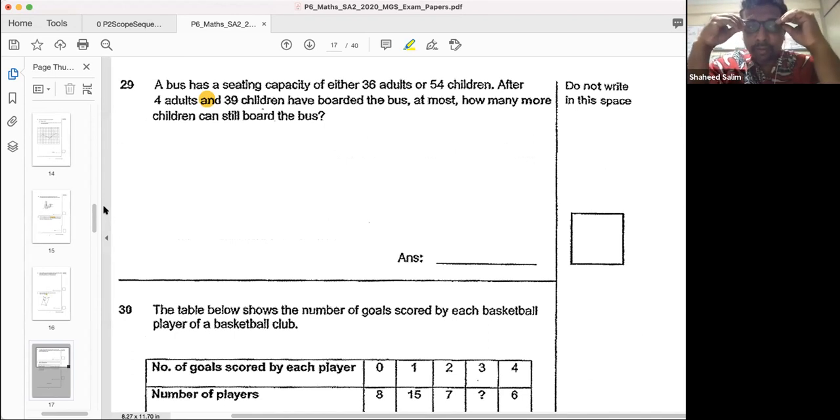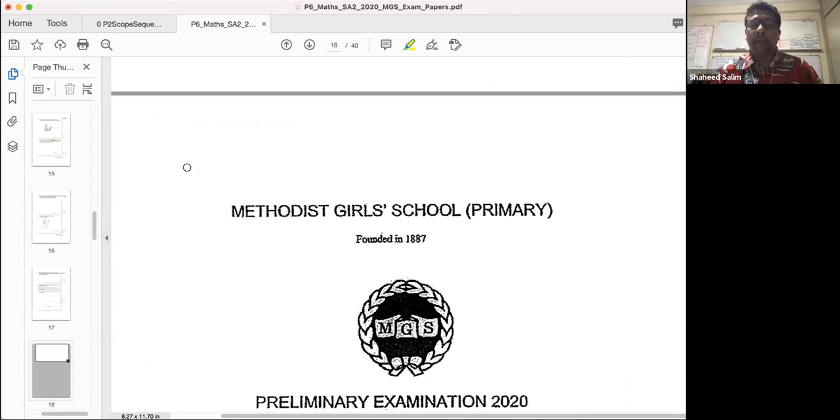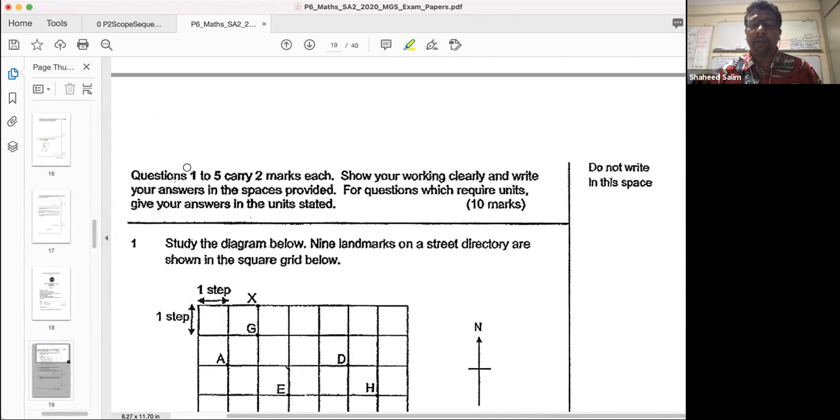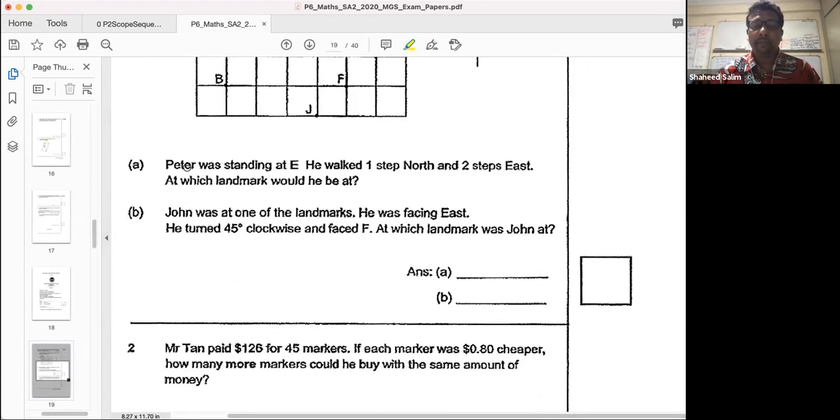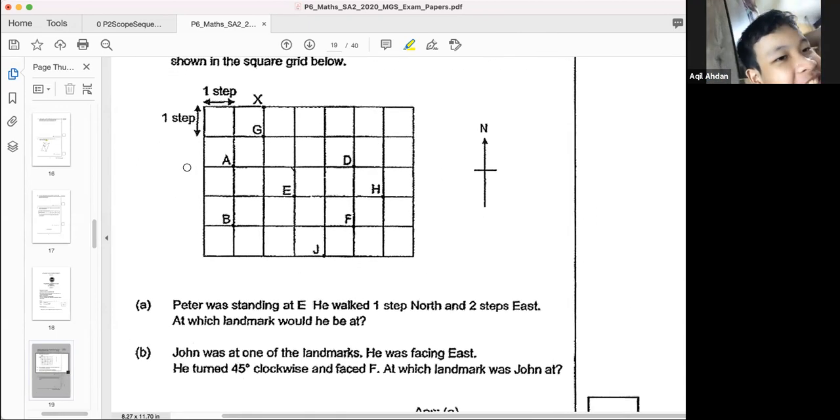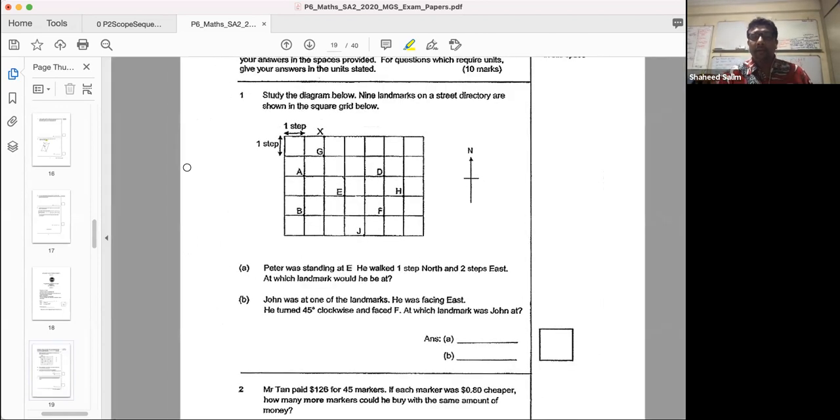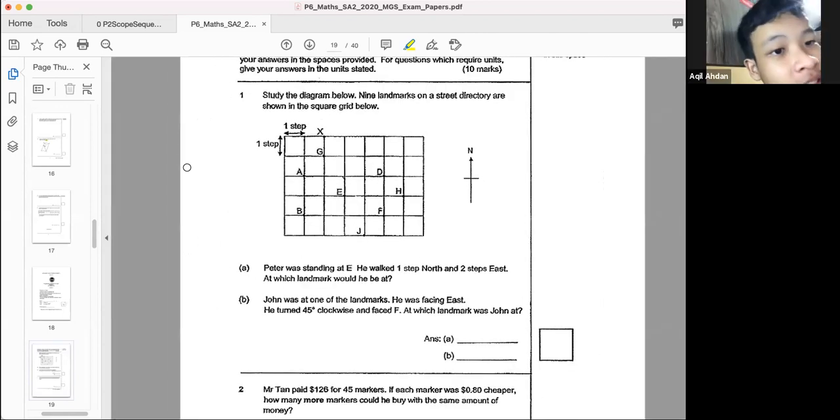Okay, we try now. Very last question, question 29. Oh, wait. I think I'll give you something easier. This one might be a bit too tough. That one. This one, and that one just now. Which one? This one. Okay. Very easy.